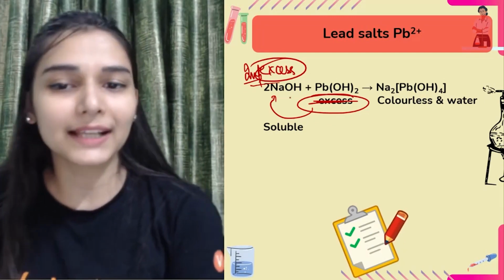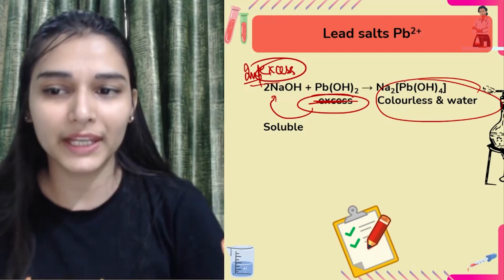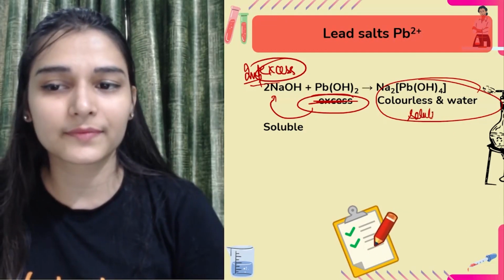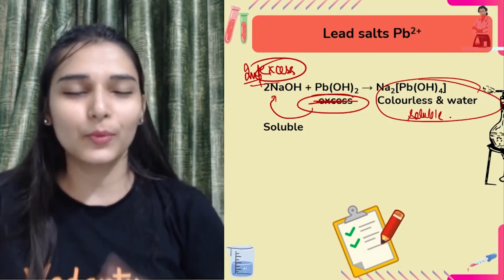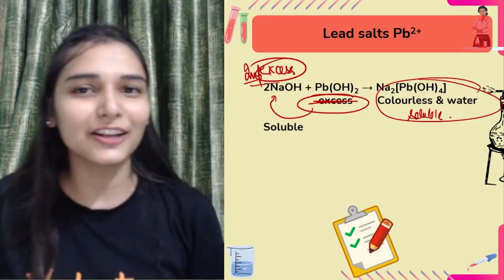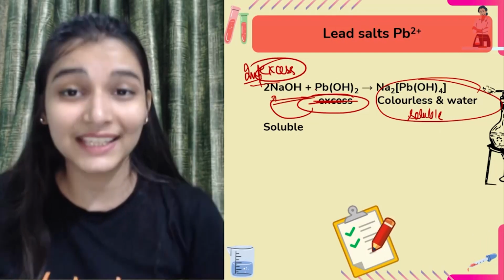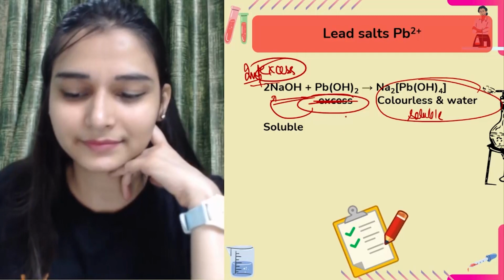Okay. So in excess of sodium hydroxide I am getting a soluble complex. It would be colorless and water soluble. Water soluble means it is not in the form of a precipitate. So once you have your metal hydroxide precipitate, like lead hydroxide, and you pass excess of base, sodium hydroxide, it would be soluble over there.